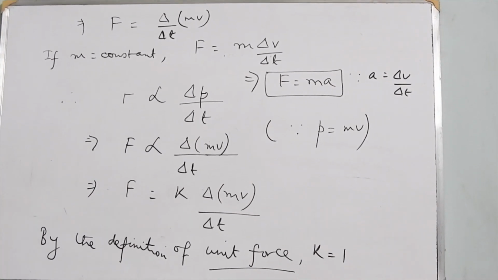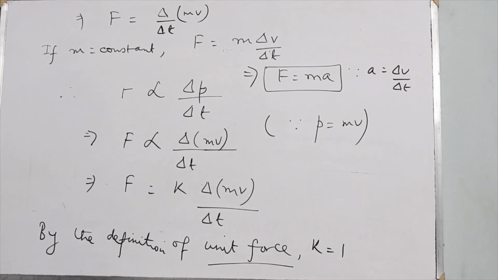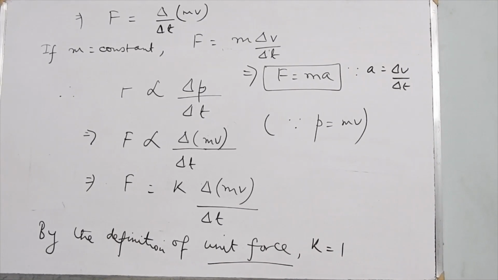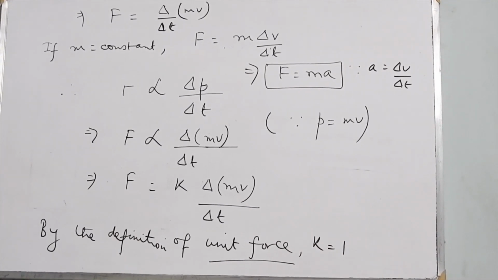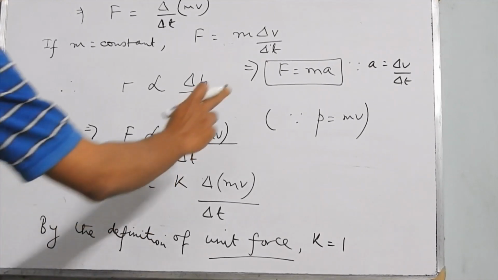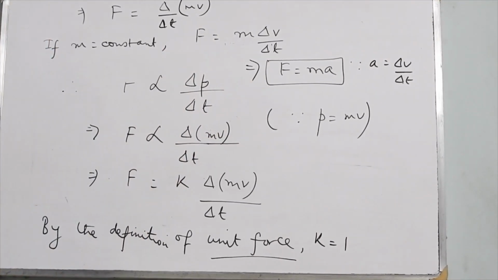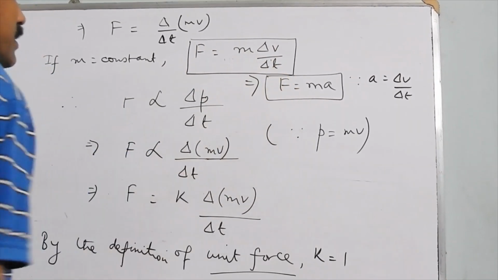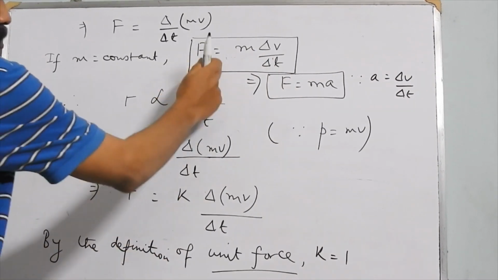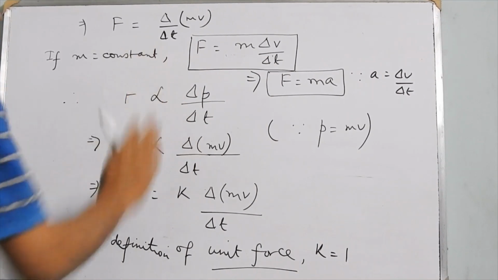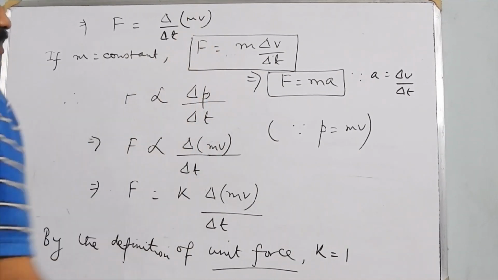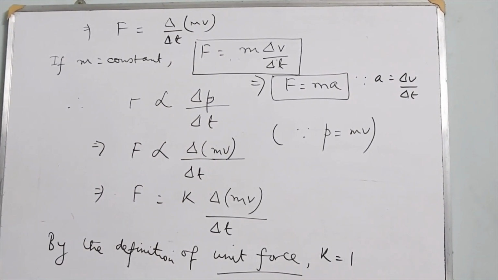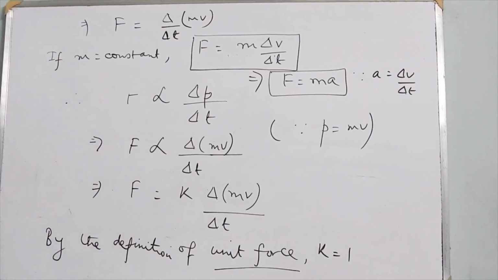This relationship holds good only in two situations: whenever the mass is constant and when the velocity of the particle or the body concerned is much smaller than the velocity of light. This is a point to be remembered, that this equation F equal to ma or this equation, they are exactly the same, and these two equations hold, they are true whenever the mass is constant and the objects that we are dealing with are moving with velocities which are much smaller than the velocity of light.